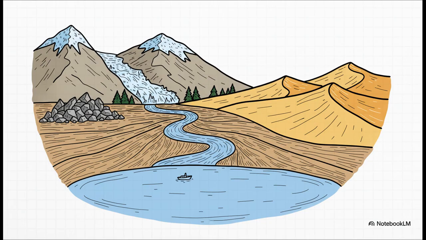Or it could be dumped by a flash flood in a rocky alluvial fan at the base of a mountain. Maybe it piles up in a vast desert dune field, destined to become a future sandstone. Or it could just be unceremoniously dropped by a melting glacier. Each and every one of those locations leaves its own unique signature.